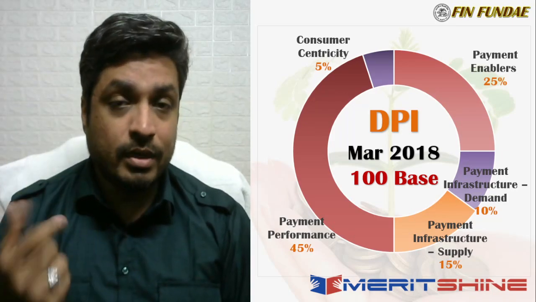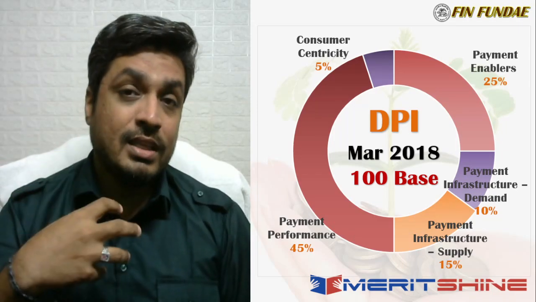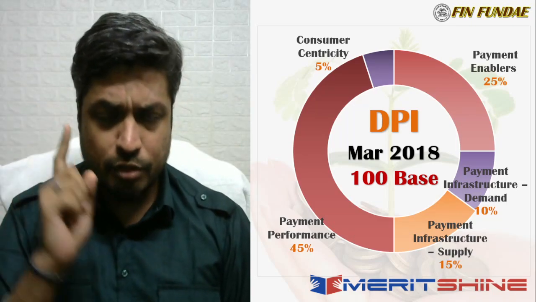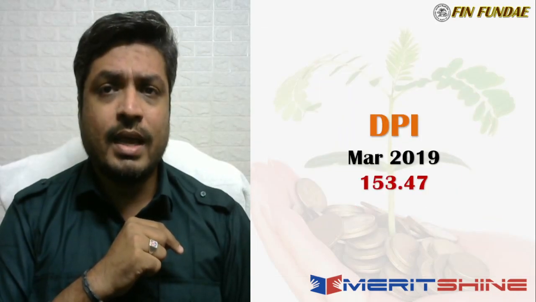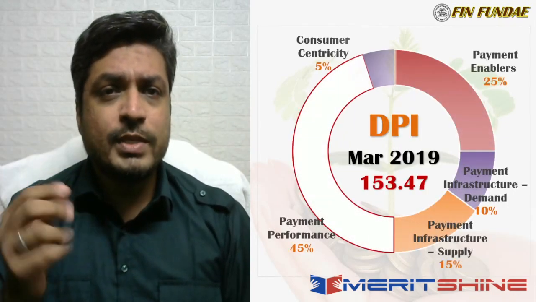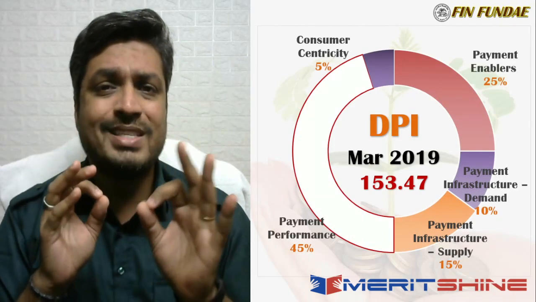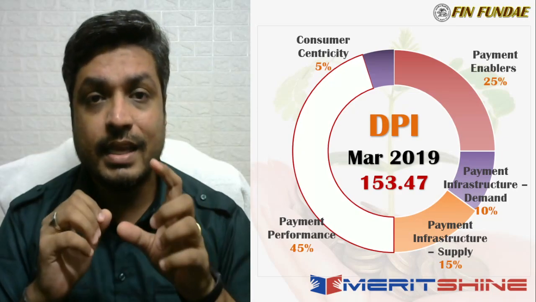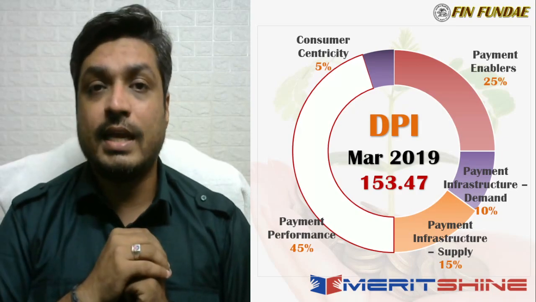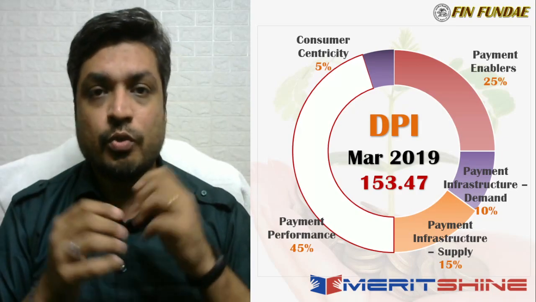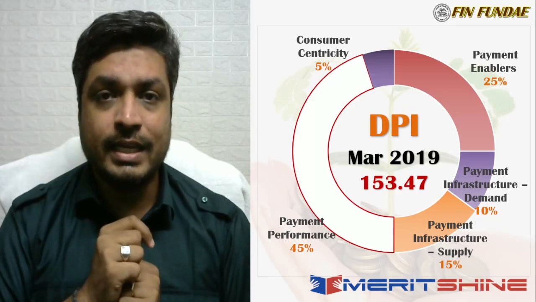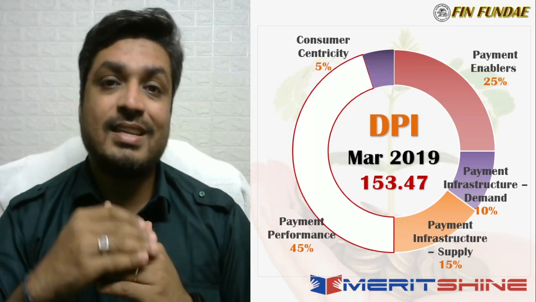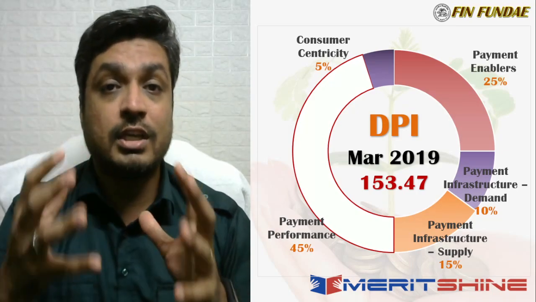Now let's go a little deeper and try to understand which are the sub parameters that define the performance in any of these parameters, right? So the first thing that we look at is we will try and capture the overall performance vis-a-vis the most important criteria, which is your payment performance at 45%. Another thing that you will notice is that when you look at the middle of this chart, it indicates what was the value of that index at every subsequent measurement. So while the base was 100 in March 2018, the value in March 2019 was 153.47, which means there is definitely an improvement in the level of digital payments in India.